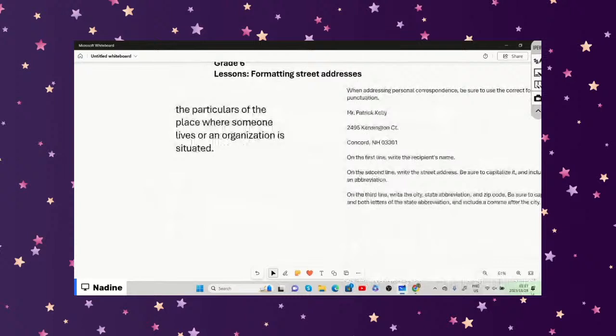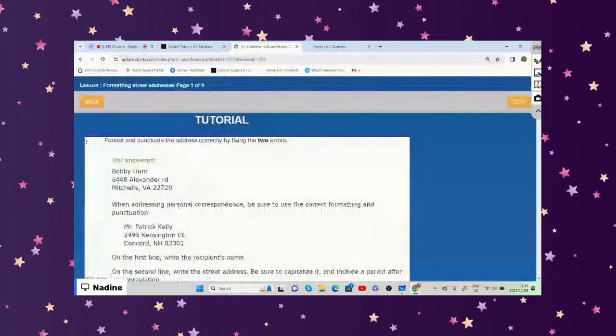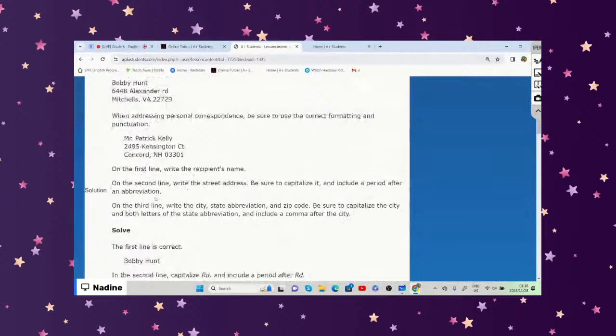All right, so now we're going to formatting street addresses. And we already said that when addressing personal correspondence, we need to be sure to use the correct format as well as punctuation marks when we are writing a letter.